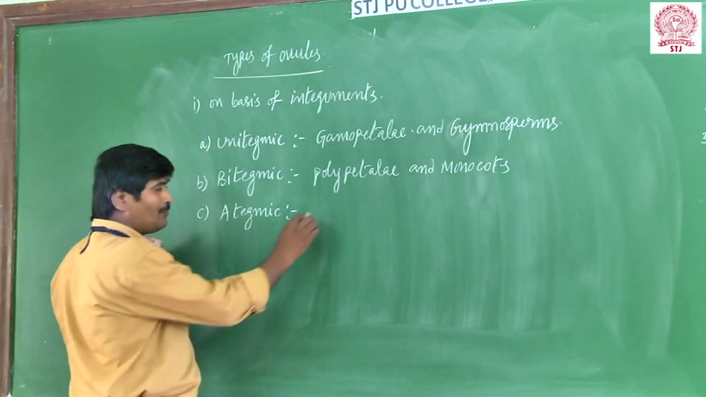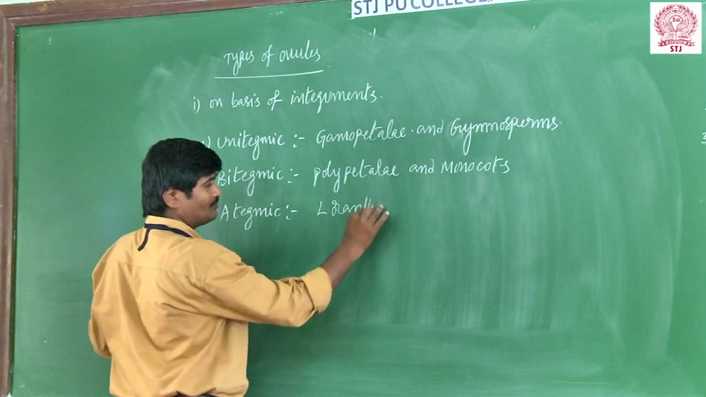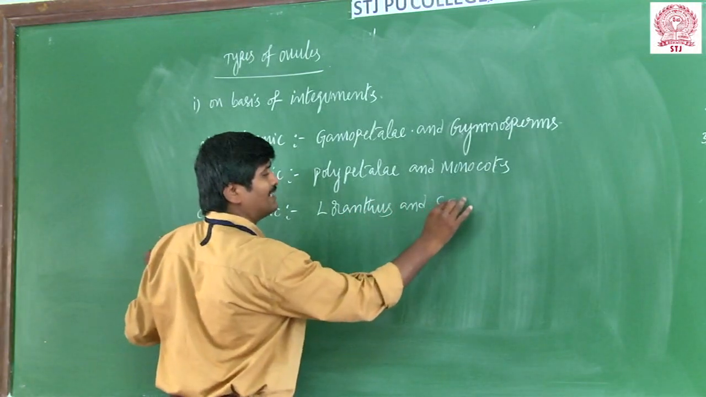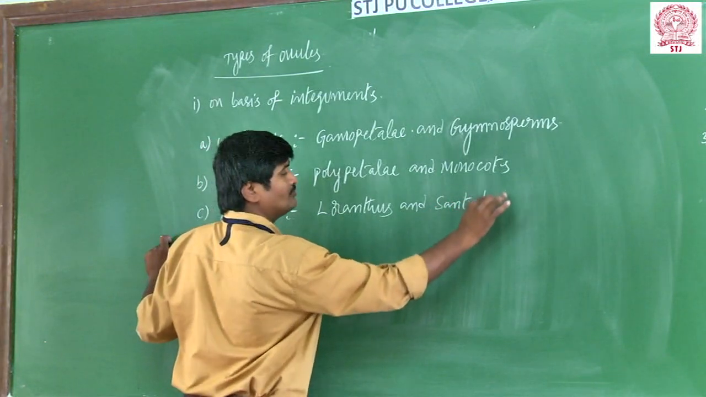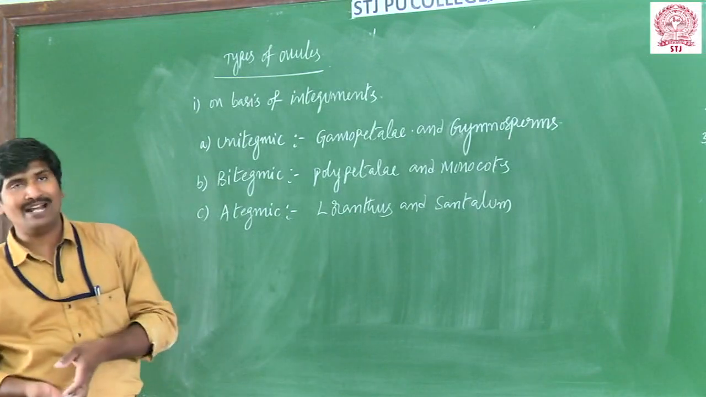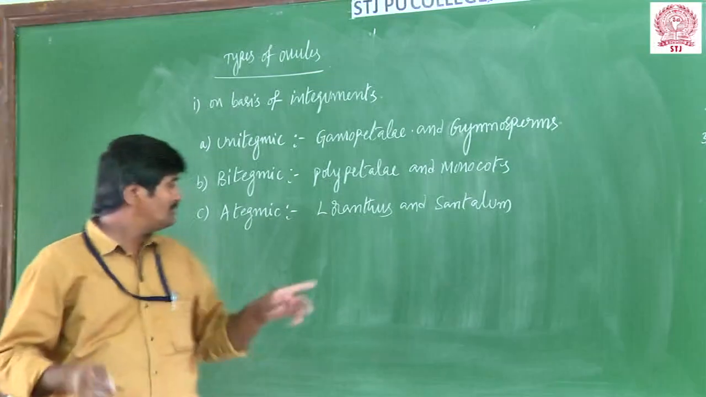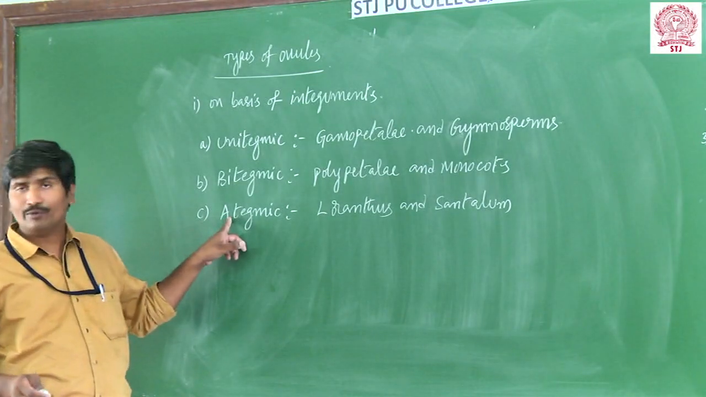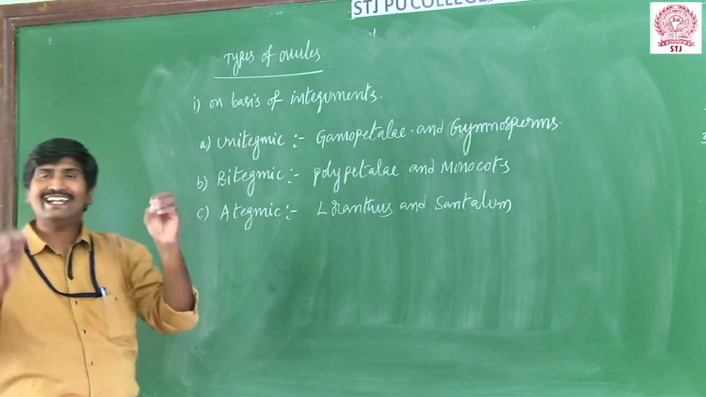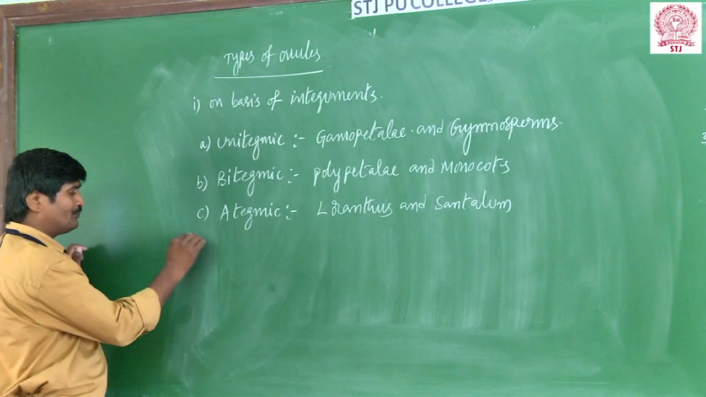What are the parasitic plants here? Loranthus and Santalum, Balanophora. These are all parasitic plants. In the parasitic plants, which type of ovule is present? That is ategmic ovule. These are the 3 types of ovule on the basis of integuments. Next, second category.